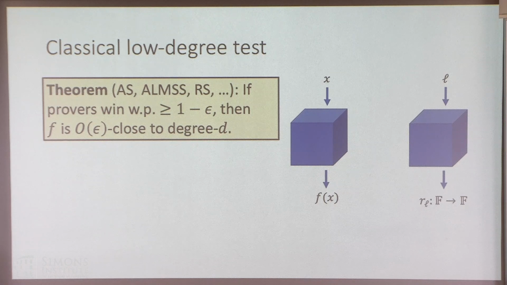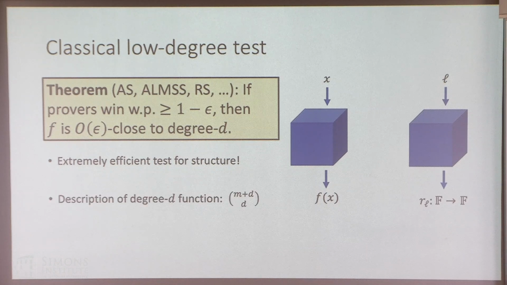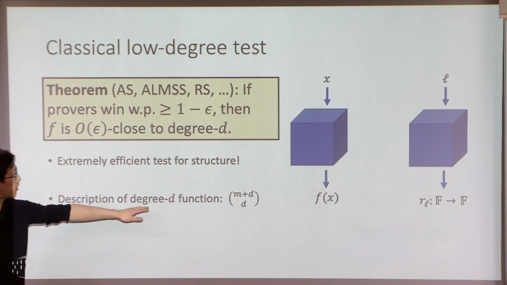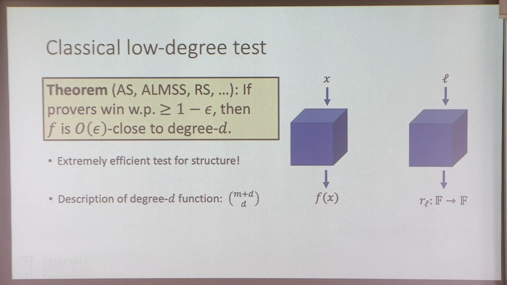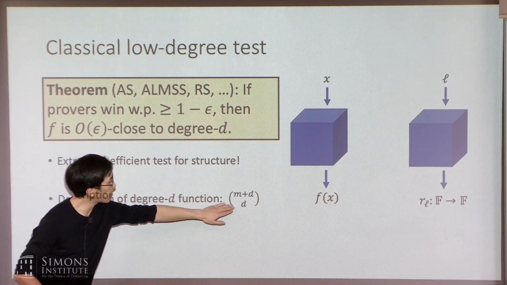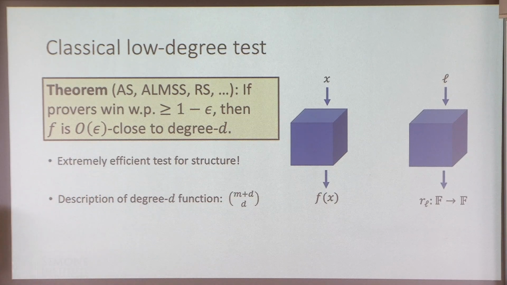And this is somewhat amazing because it's an extremely efficient test for structure. So if you think about the description of this multivariate degree D polynomial, how many degrees of freedom are there? Well, it's given by this binomial coefficient. And if you think of m and d as growing parameters, then this is something that's exponential in m. So that's the description length of this low-degree polynomial.